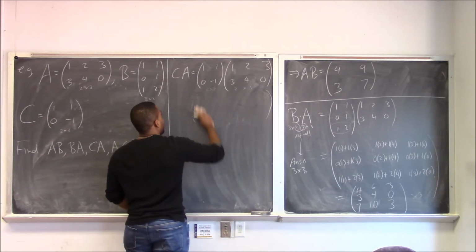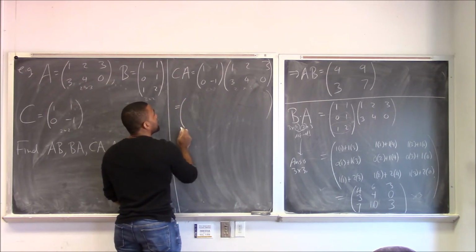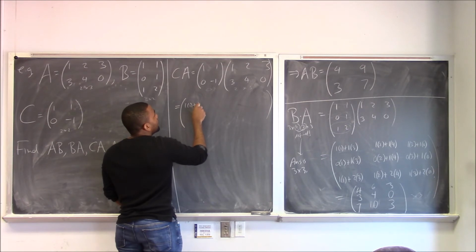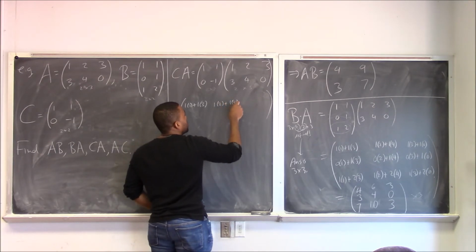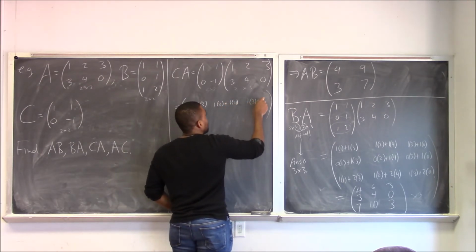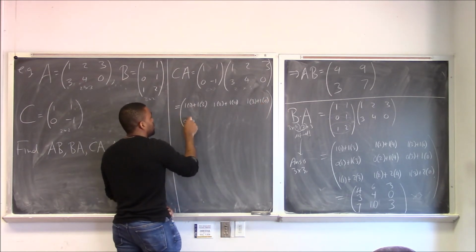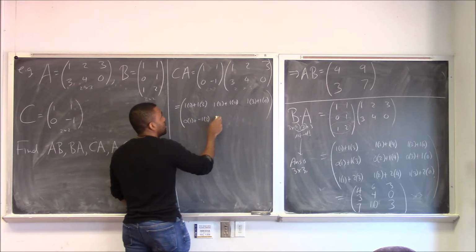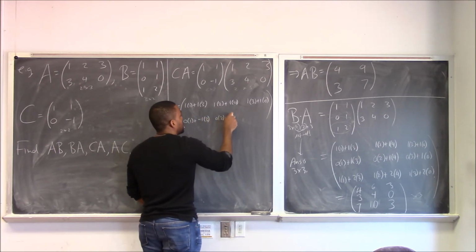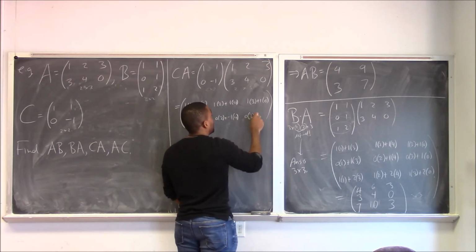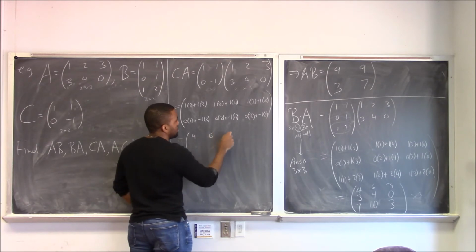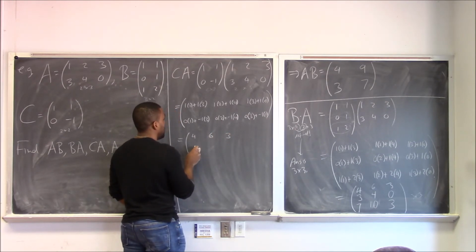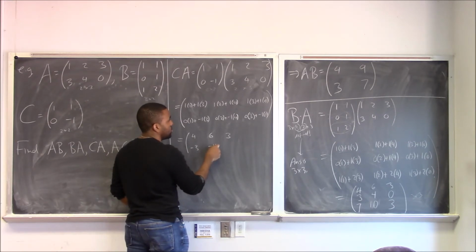So quickly, what would this be? 1 times 1 plus 1 times 3. Then I would have 1 times 2 plus 1 times 4. Then I would have 1 times 3 plus 1 times 0. Then I would have 0 times 1 plus minus 1 times 3. I would have 0 times 2 plus minus 1 times 4. And I would have 0 times 3 plus minus 1 times 0. So that's a 4, 6, 3. And this would be a minus 3, minus 4.